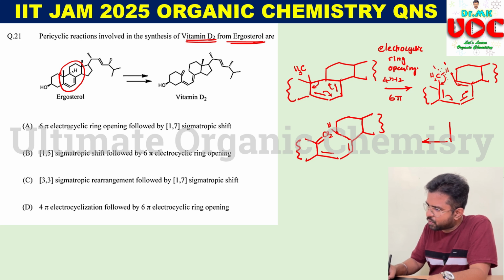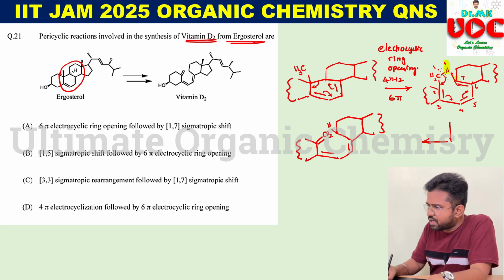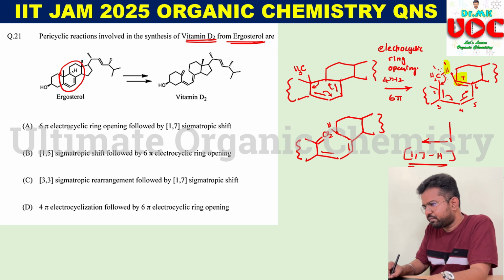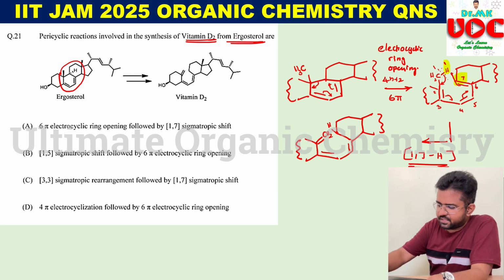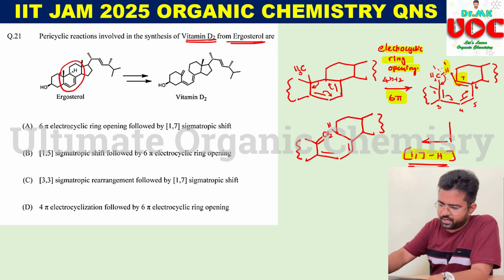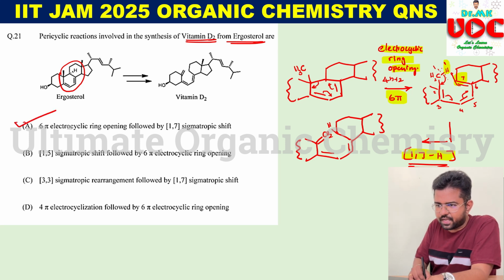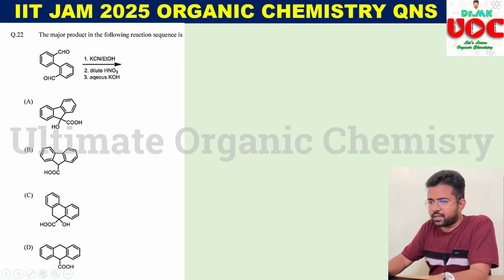So this is 1 and this is 1, 2, 3, 4, 5, 6, 7. There is a new bond formation between the hydrogen 1 and the carbon 7. So this is said to be a 1,7 sigmatropic hydrogen shift. In the first case, that is 4n plus 2, otherwise 6 pi electrocyclic ring opening reaction. The second step, that is 1,7 sigmatropic hydrogen shift, is taking place. If you combine these two reactions together, I think option A is the right answer. Right. We'll go to the next question.